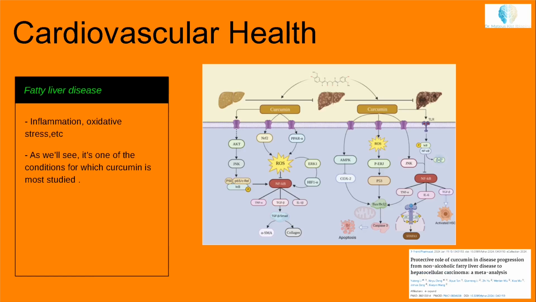We have improvements and benefits for patients with fatty liver disease, mainly non-alcoholic fatty liver disease, even though we have some evidence that curcumin might be protective against alcohol intoxication. But most of the data we have is for non-alcoholic fatty liver disease. That happens because of the beneficial effects on inflammation, oxidative stress, and many other of the processes we have already mentioned. And as we will see, fatty liver disease is one of the conditions for which curcumin is most studied in humans.